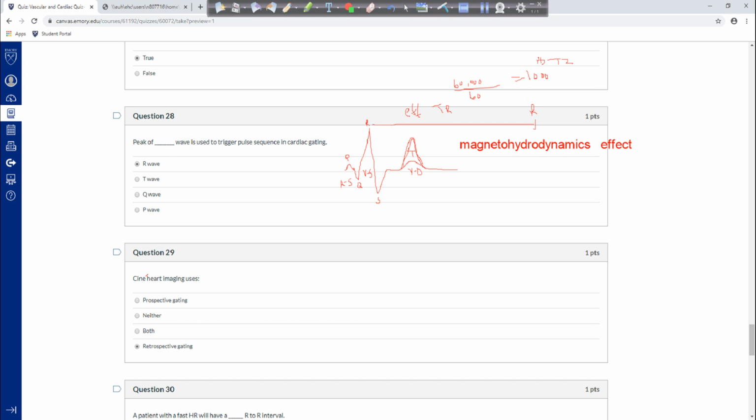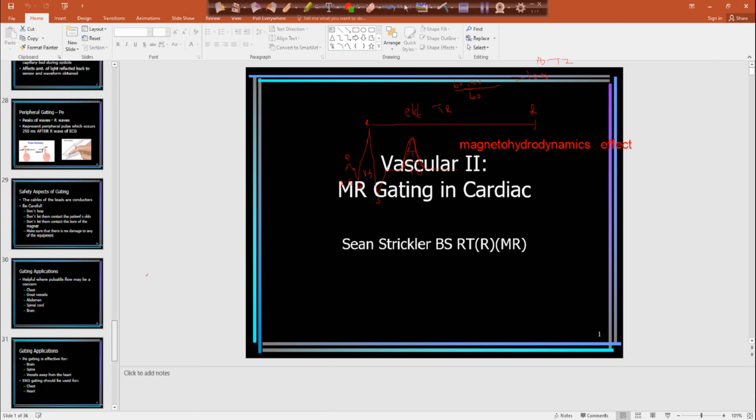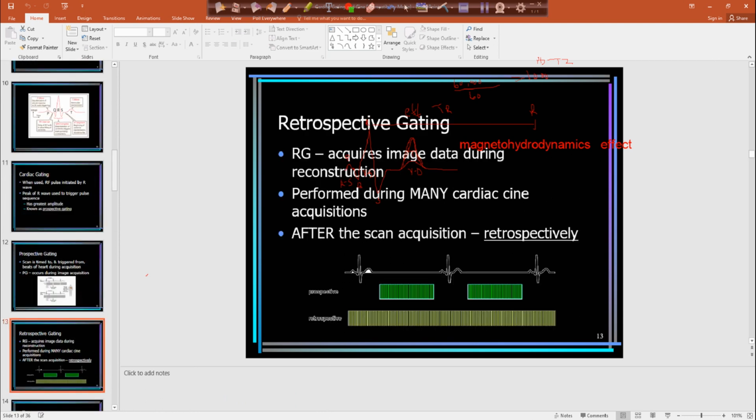Retrospective gating. So this is a good image of it. Prospective, or imaging during the available imaging time, where we're not looking at the heart contracting, takes longer because we're doing short bursts of imaging. As opposed to retrospective Cine imaging, where we're imaging during all the phases of the cardiac cycle. It's quicker, but at the same time, we're not able to get the heart stationary.